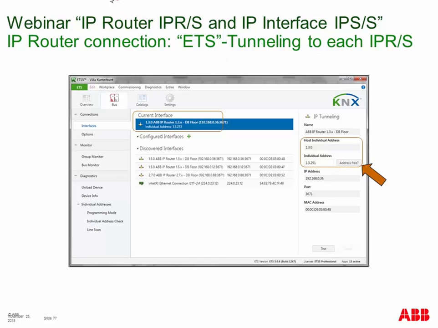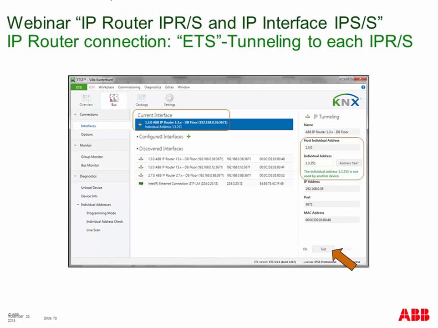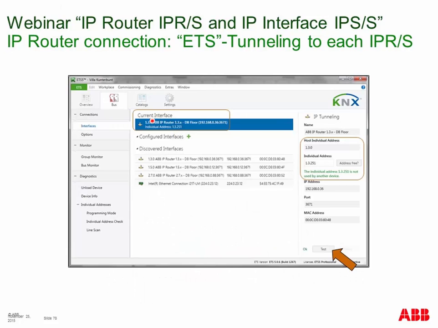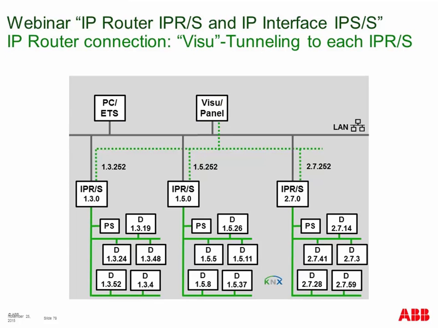Click on the button Address Free. If it's really free, we can test it, and afterwards the tunneling connection is finished, and we can make a download via this tunneling connection to the line 1.3.0. Then we do the same steps for the next IP router, and so on, maybe for all the 100 IP routers you have in your installation.